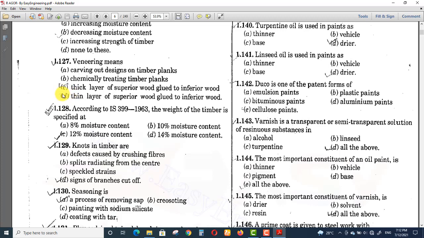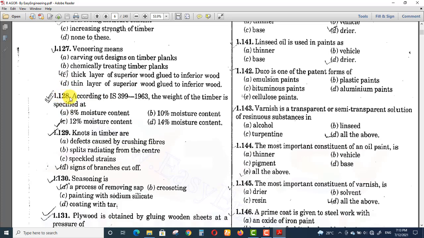I am not sure why they have given option C as the right option, because we actually use thin layers of superior wood glued to the inferior wood to make one panel of ply, which we called veneer. So for me, the right option is D. But you guys can check and search on Google and do some research to find the correct answer. For me, the right option is D.